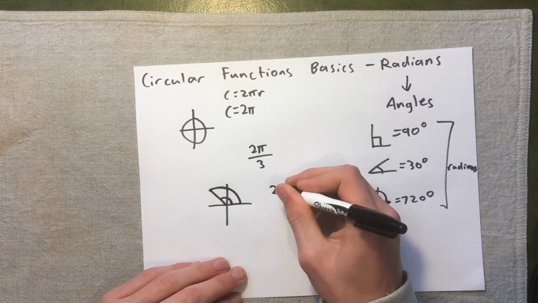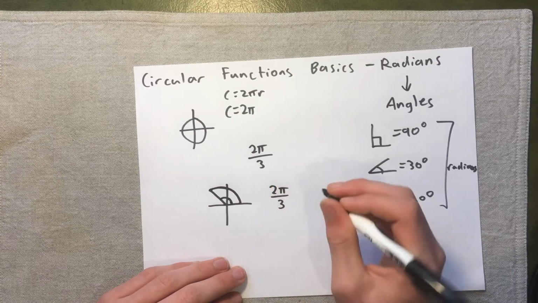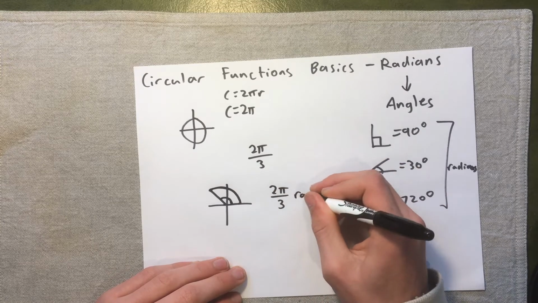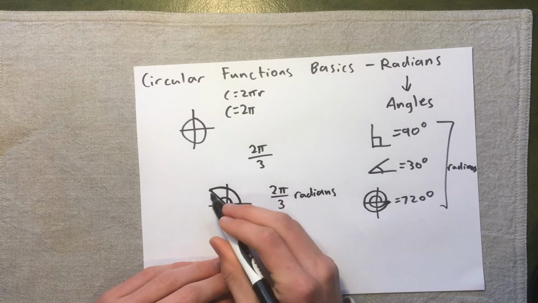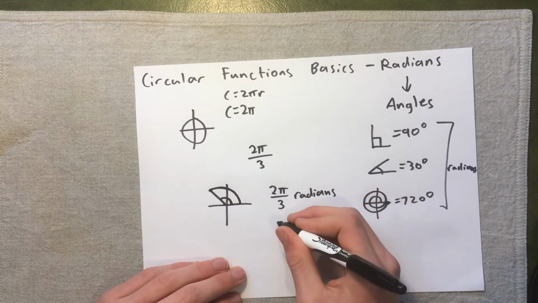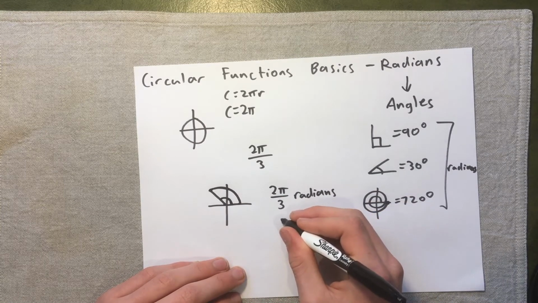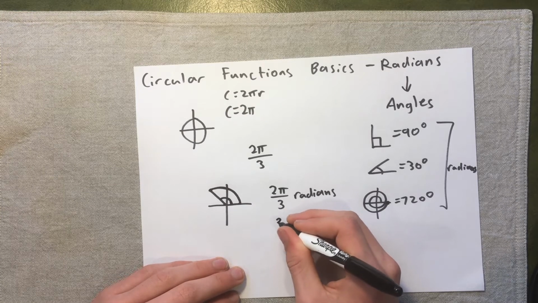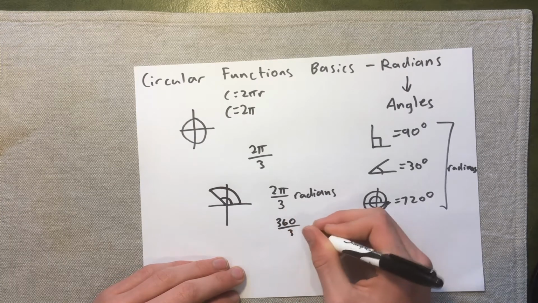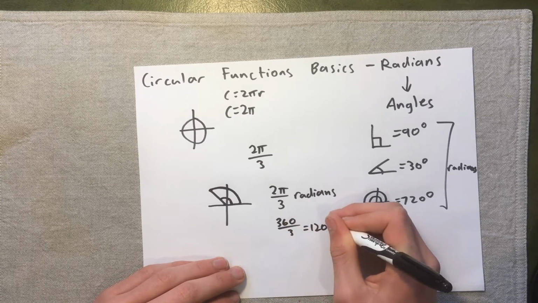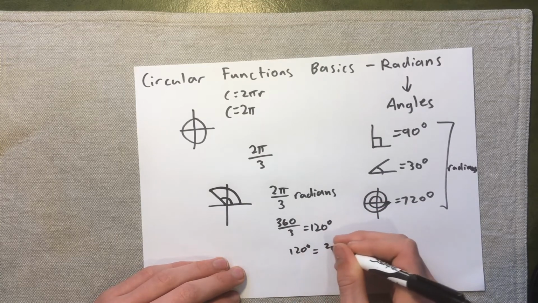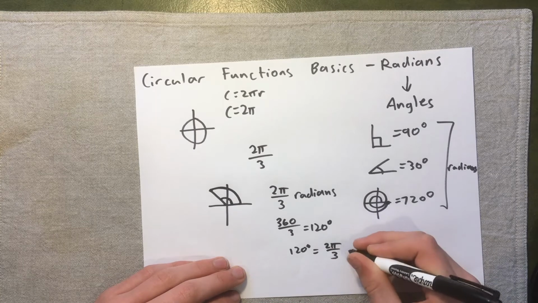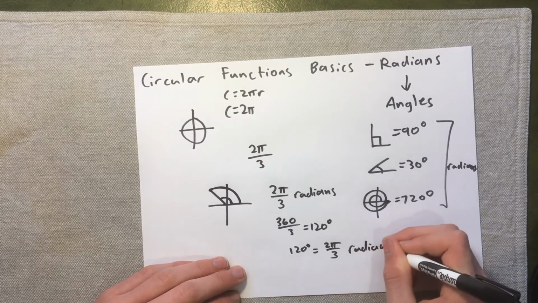So we can say 2 pi thirds radians is equal to a third of the circle, and we know that a third of the circle is going to be a third of 360 degrees. So that's going to equal 120 degrees. So we can say 120 degrees equals 2 pi on 3 radians. It's as simple as that.